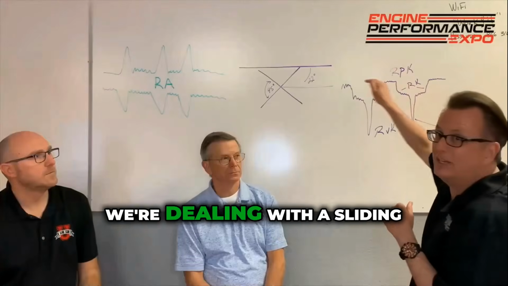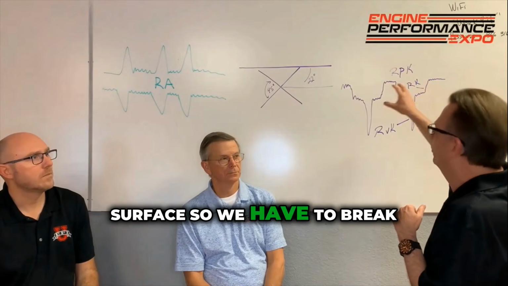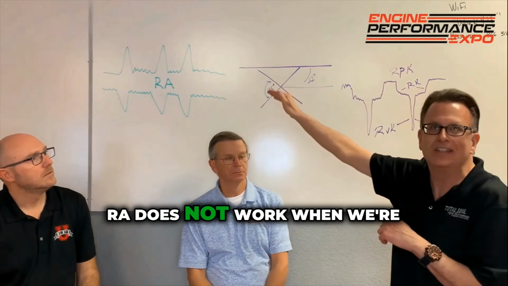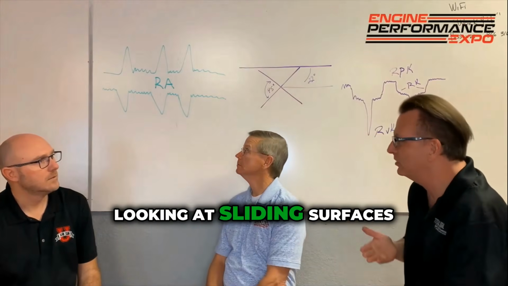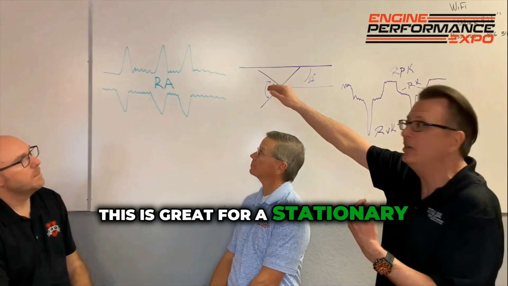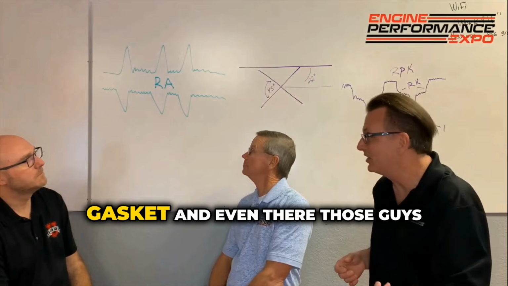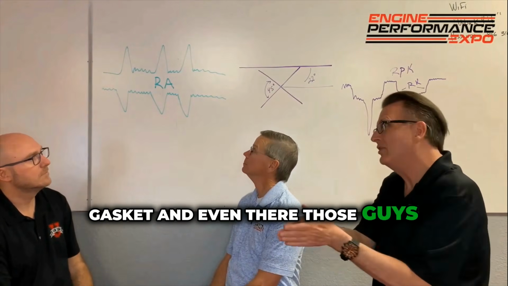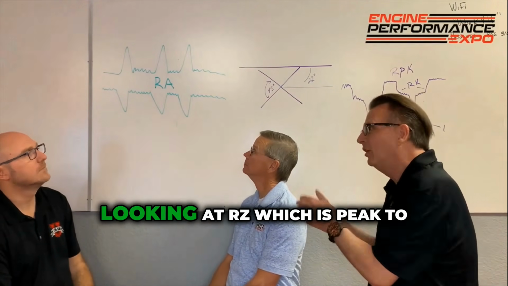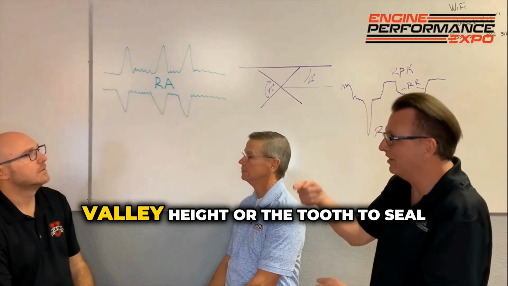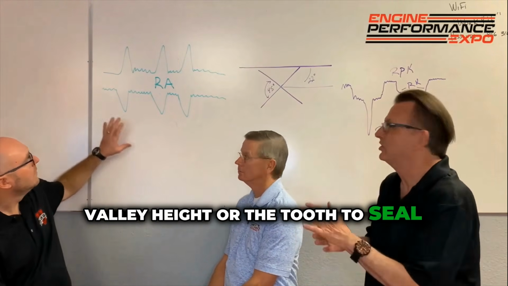What we're looking at here is we're dealing with a sliding surface. So we have to break those numbers down. RA does not work when we're looking at sliding surfaces. This is great for a stationary surface, let's say a cylinder head gasket. And even there, those guys are starting to get away from RA, looking at RZ, which is peak to valley height, or the tooth to seal that gasket.